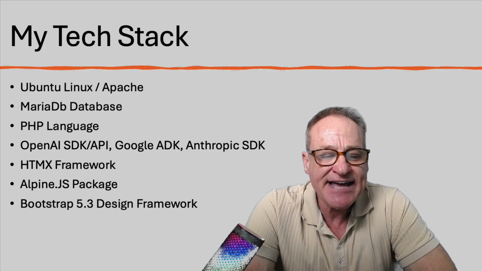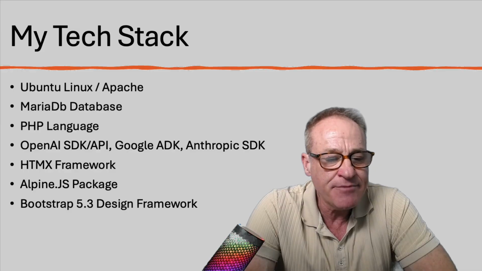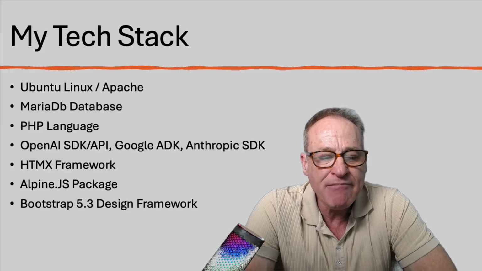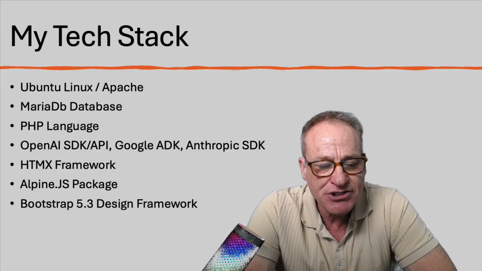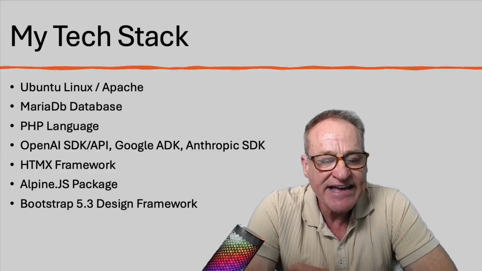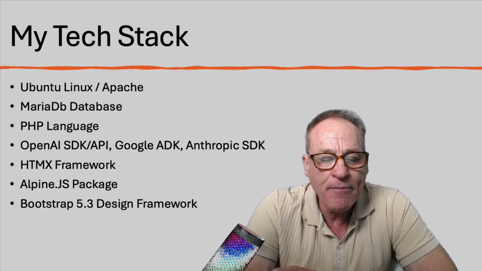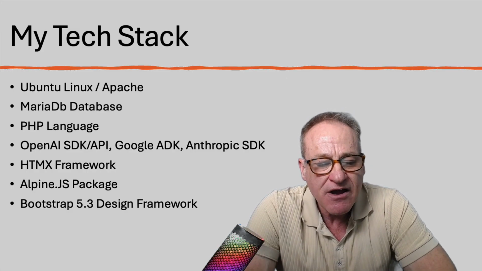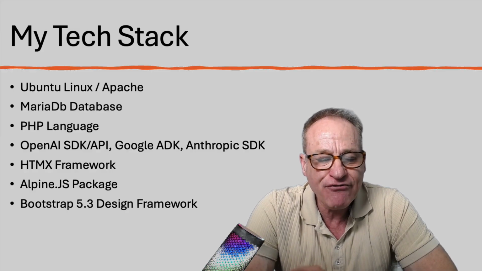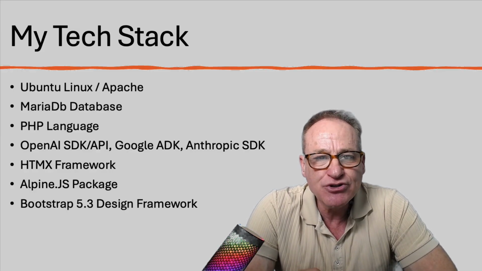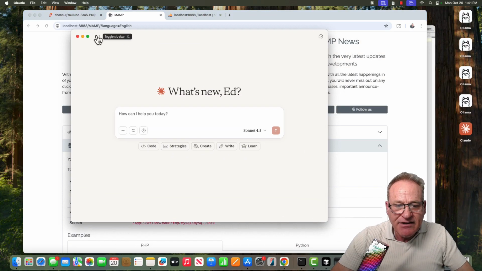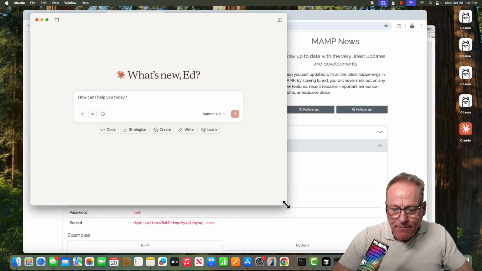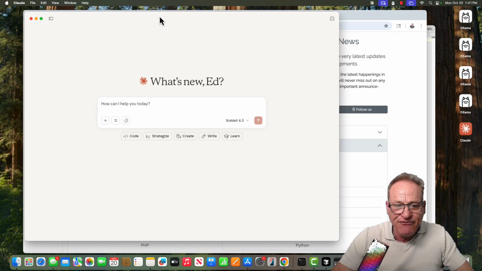So this tech stack is going to include Ubuntu as the operating system, MariaDB as the database, or it might be MySQL when we're actually doing the initial development. We're going to use PHP as our scripting language. Now, in this case, we're not going to have any AI initially in it, so we're going to skip the OpenAI, the Google, and the Anthropic SDKs. But we are going to be using the HTMX framework along with Alpine.JS and Bootstrap 5.3. So we're going to have a conversation with Claude Desktop, and we're going to work with it to come up with a tech-stack.md file for our project.